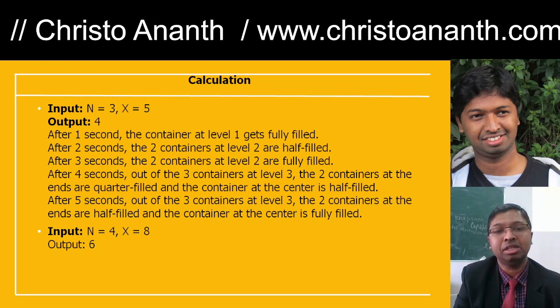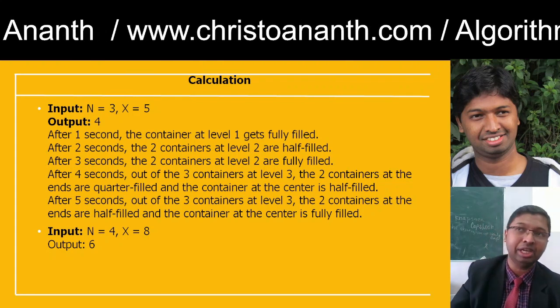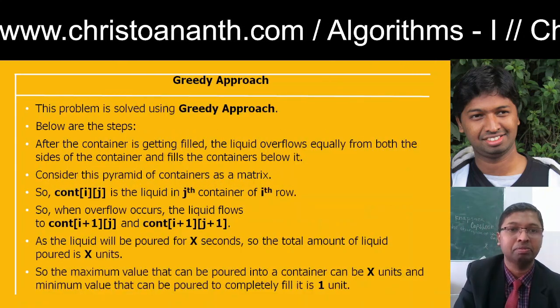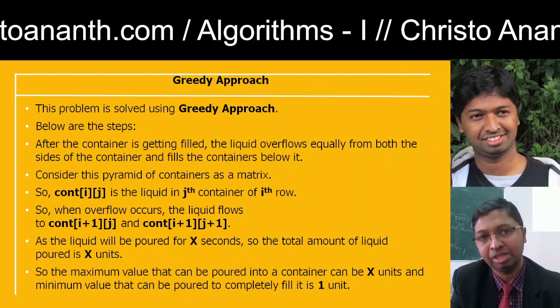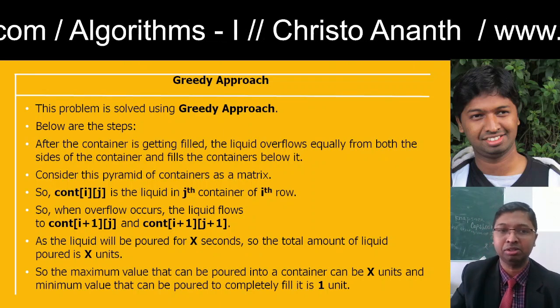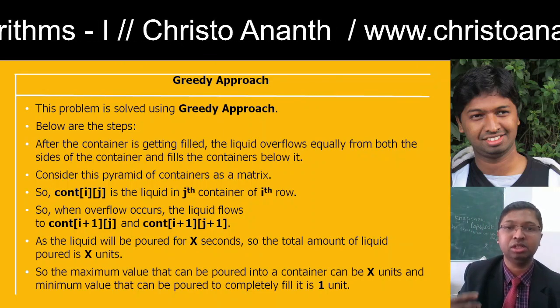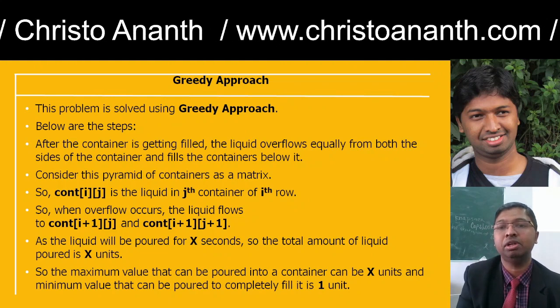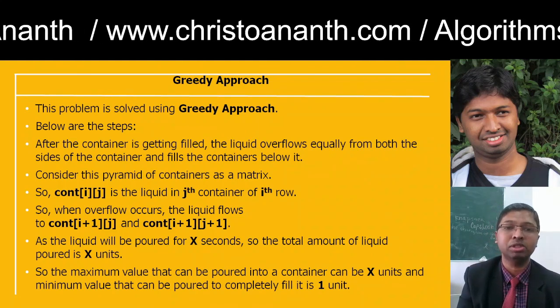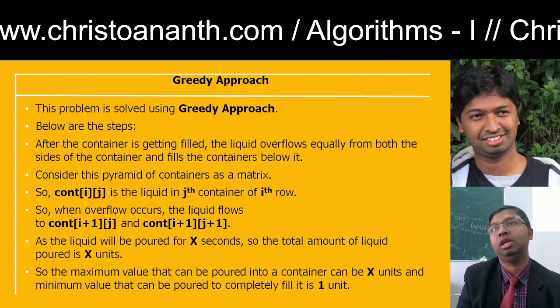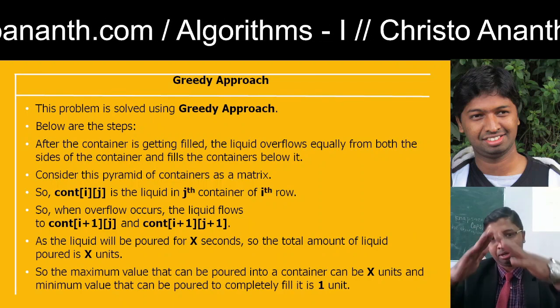So for input n equal to 4 and x equal to 8, the output would be 6. Here you can solve it using the greedy approach, where you have the container fully filled, and of course the liquid overflows equally from both sides of the container and fills the container below it. So that's a pyramid of containers.